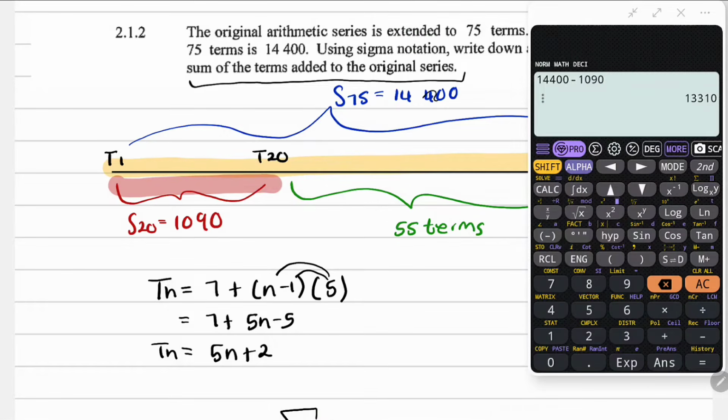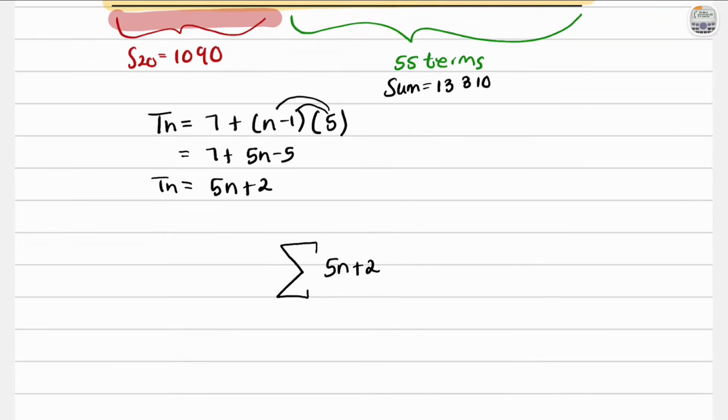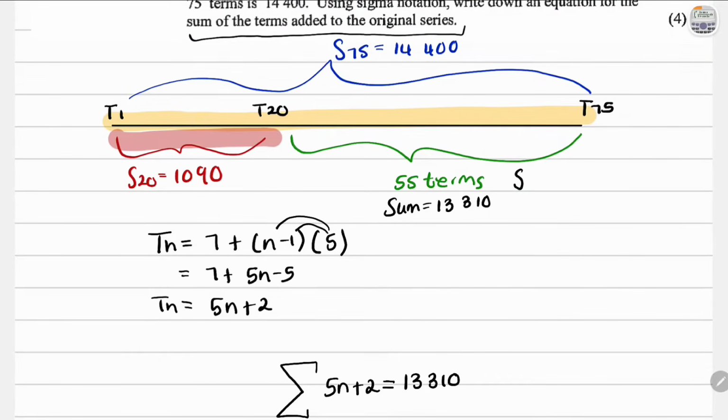Okay, and that's the number we get when we take the sum of the 75 terms minus the sum of the 20 terms. We know that when you add them, their sum is going to be 13,310. Now, I don't want to call it S of 55 terms because technically it's not S of 55 terms. And here I'll explain why. So I know that the sum of it gives us 13,310.